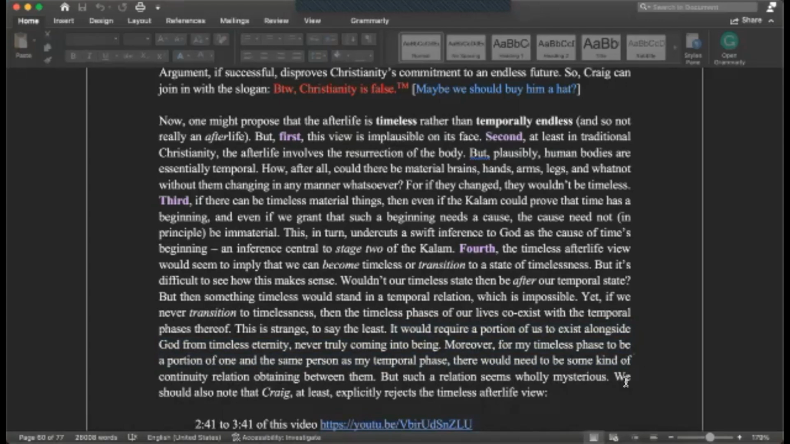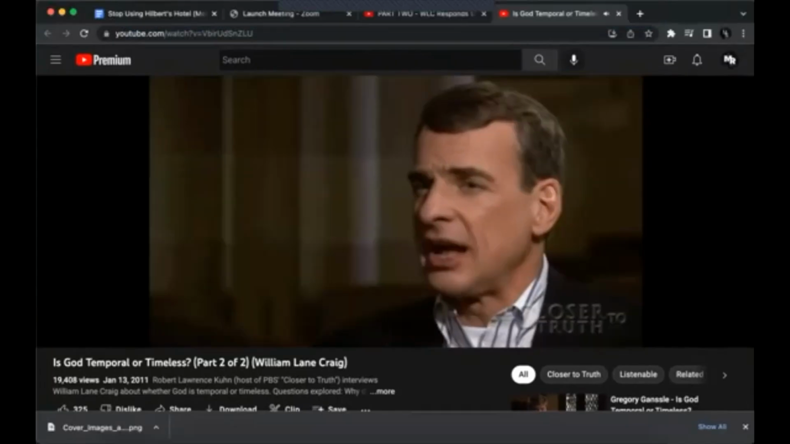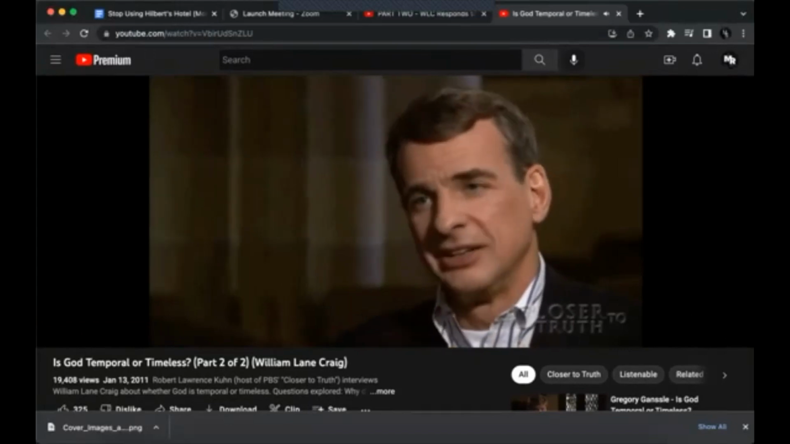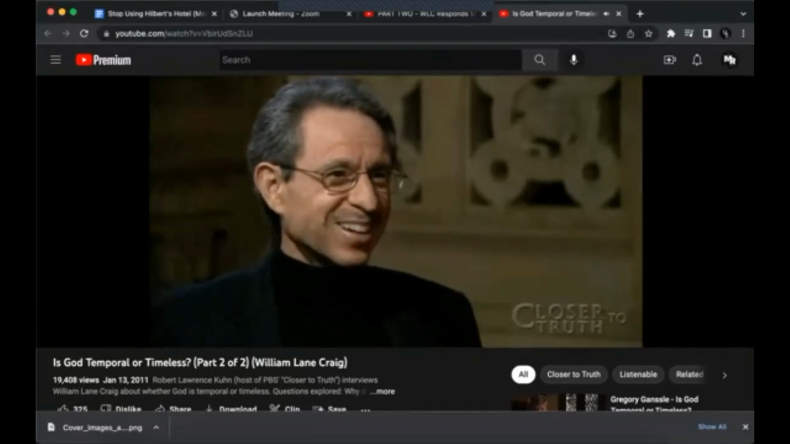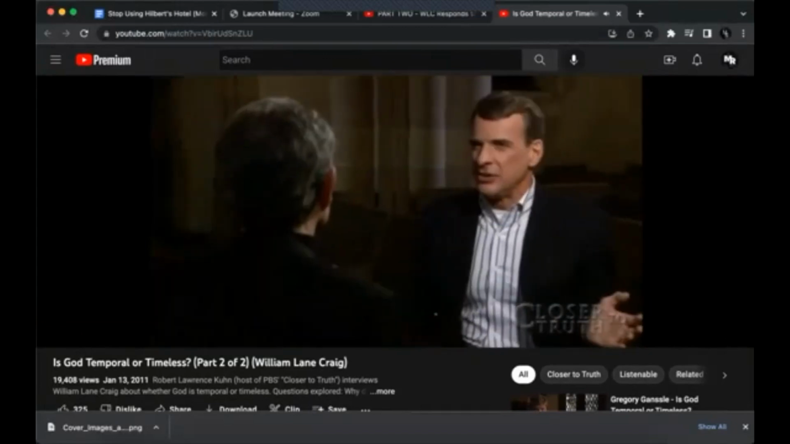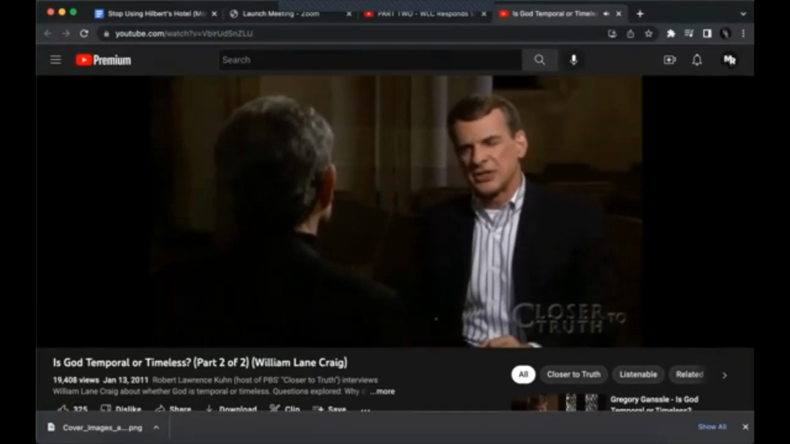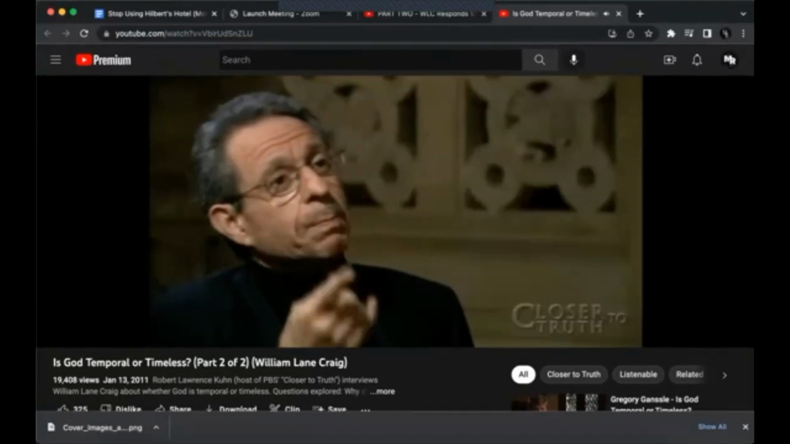And we should also note that Craig at least explicitly rejects this timeless afterlife view. It's up to God whether or not he exists timelessly and eternally or temporally and eternally. So can he change his mind and go back? Now that's a really profound question. Could God, say, annihilate the universe and annihilate the world and resume a state of timelessness? I don't think so. And the reason is that he doesn't want to, or it's impossible? That it would be impossible.